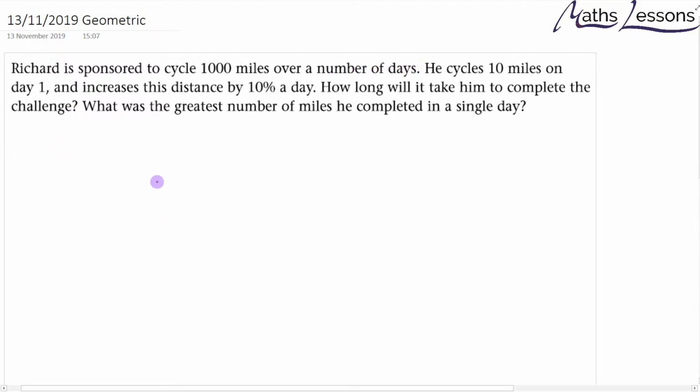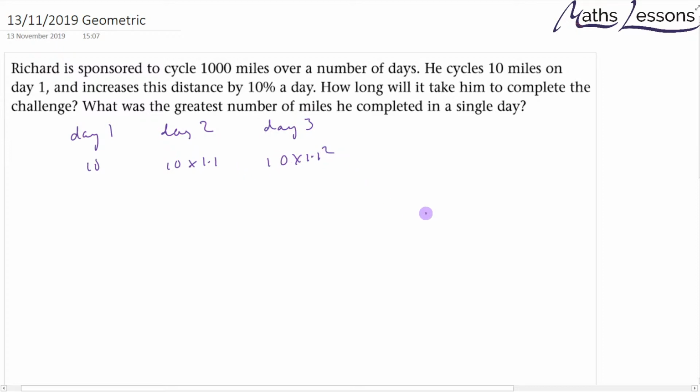Here's the question that we're looking at. Richard is sponsored to cycle 1,000 miles over a number of days. He cycles 10 miles on day one, and increases the distance by 10% per day. So day one, we've got 10 miles. Day two, we've got 10 times 1.1, because that's increasing it by 10%. And then on day three, we're going to increase by another 1.1, so we're going to times by 1.1 squared.